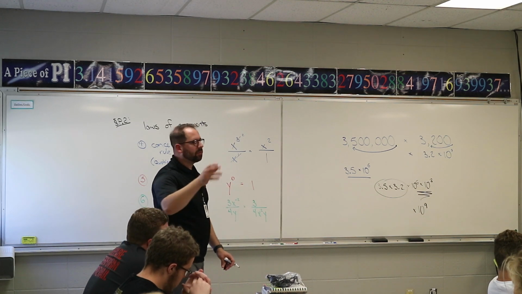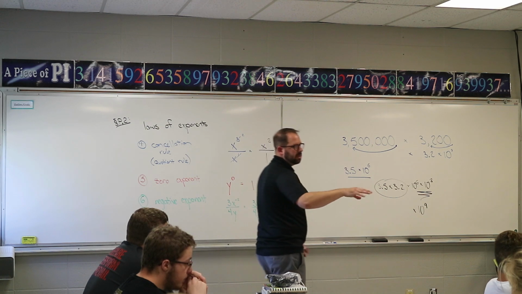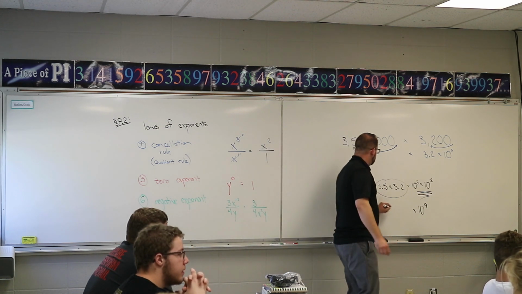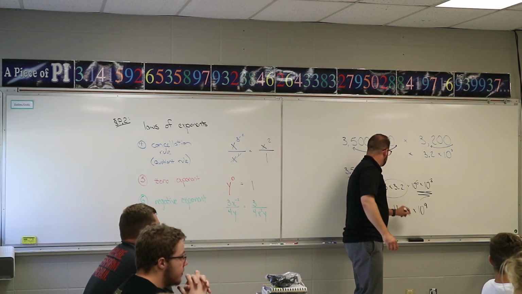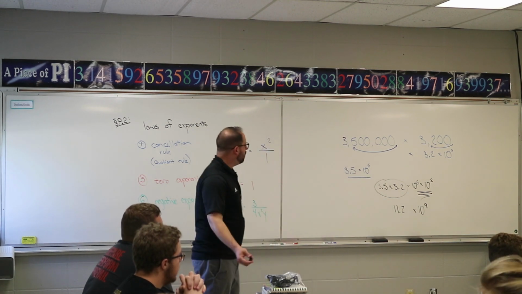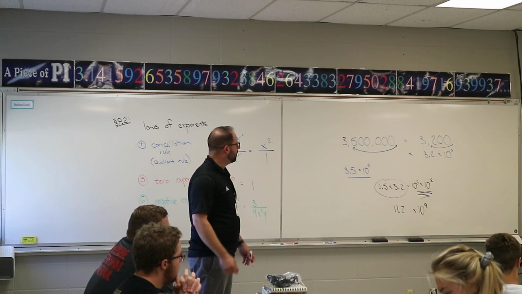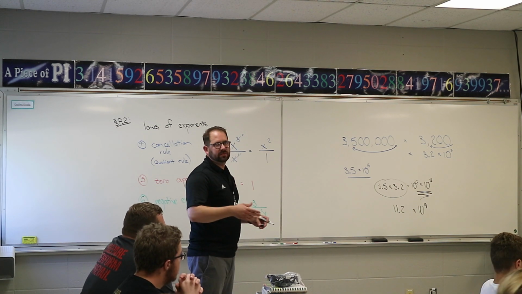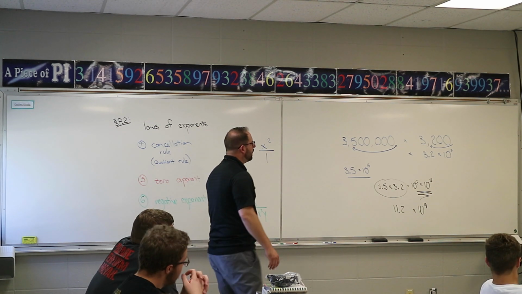So, can somebody take 3.5 times 3.2? Just those two numbers. 11.2. 11.2? That's 3.5 times 3.2. I think so. Okay, so there you go. There's your number. It's probably 11.20, but you get the idea that this is the answer.